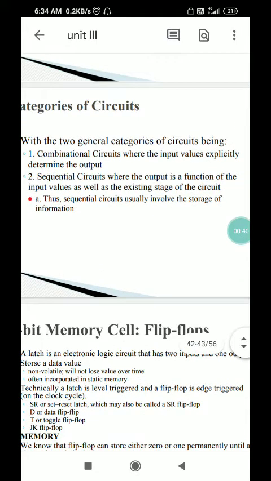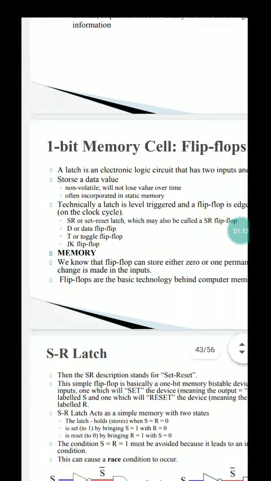If you look at the statement, combinational circuits where the input values explicitly determine the output, means its output is dependent only on the present state of input, only on input. Whereas the second statement, sequential circuits, where the output is a function of input values as well as the existing state of the circuit, means its output is not only dependent on the input but also dependent on the present state of the circuit.